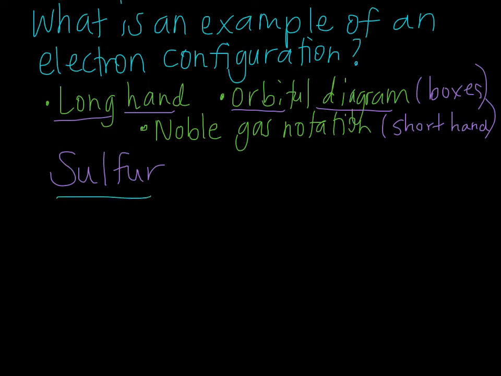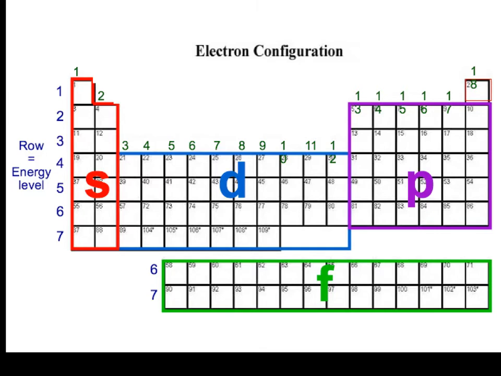Whenever you're given an electron configuration, the first thing that you do is find where that element is on the periodic table. Sulfur has an atomic number of 16. So let's go look and see where sulfur is on the periodic table before we do this. Recall that sulfur is the 16th element, so it is found right here in the P block.